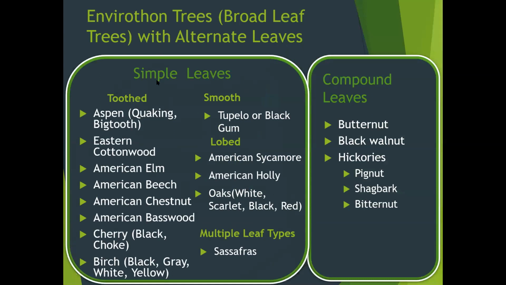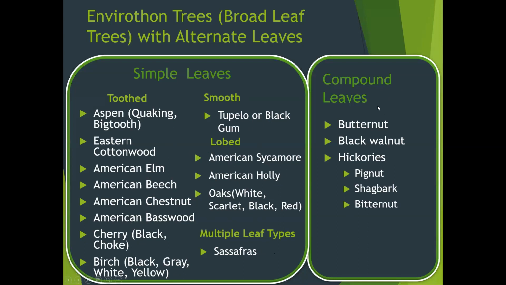On this slide, we broke the trees down into toothed simple leaves. All of these trees in this box have a simple leaf, which is one leaf. So we have toothed leaves. They're important identifiers, but there's a lot of these trees that have toothed leaves. And then there's smooth edged, or what they will call entire, like the tupelo or black gum. And then there's lobed trees. Here we have these two trees, and then we have four oaks. And then the multiple-leaf sassafras, which is kind of unique.